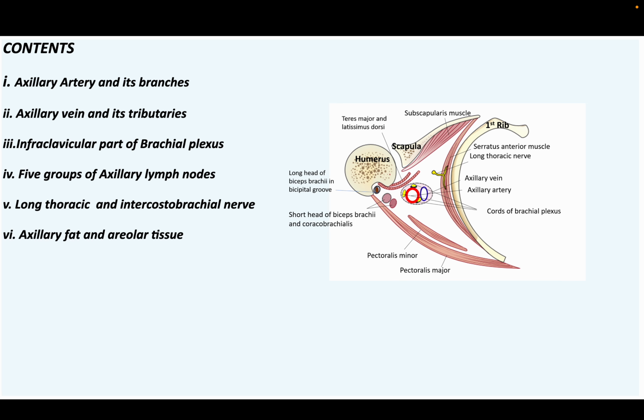Now coming to the contents of the axilla, that is axillary artery and its branches, axillary vein and its tributaries, then part of brachial plexus, that is the infraclavicular part, then 5 groups of axillary lymph nodes, then long thoracic nerve and intercostobrachial nerve, then axillary fat and areolar tissue.